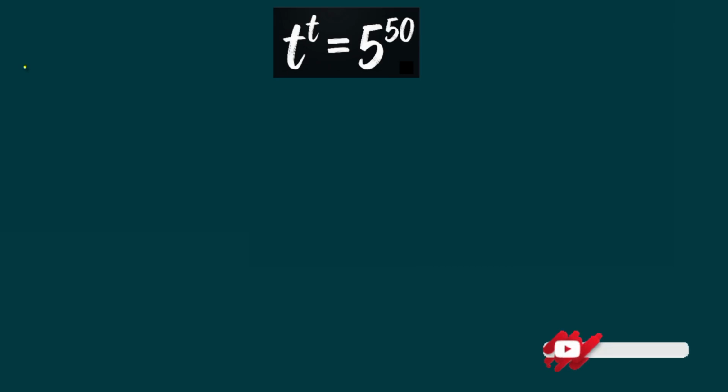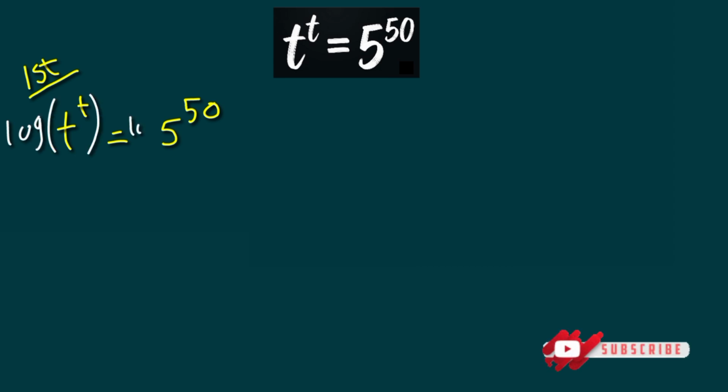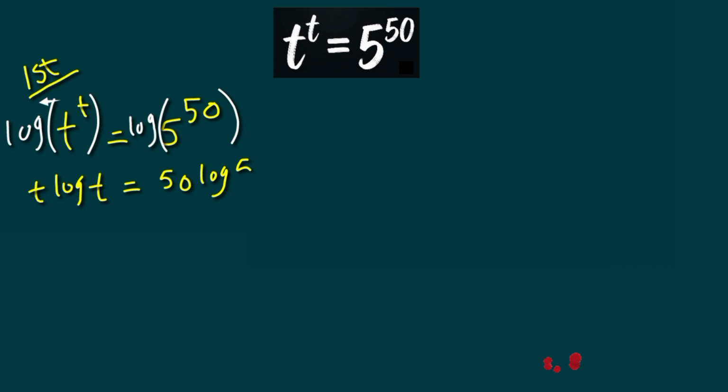Many people can't solve this math problem, but here we'll be solving this with two different methods. For the first method, we're using the standard logarithm. We'll be taking the logarithm of both sides. Therefore, here we have log of t to the power of t, and then we have log of 5 to the power of 50. And then according to the law of logarithm, the exponent comes in front. Therefore, we have t log t equals 50 log 5.